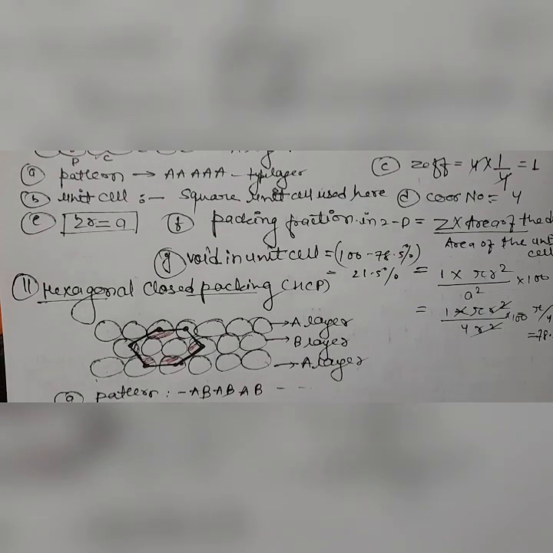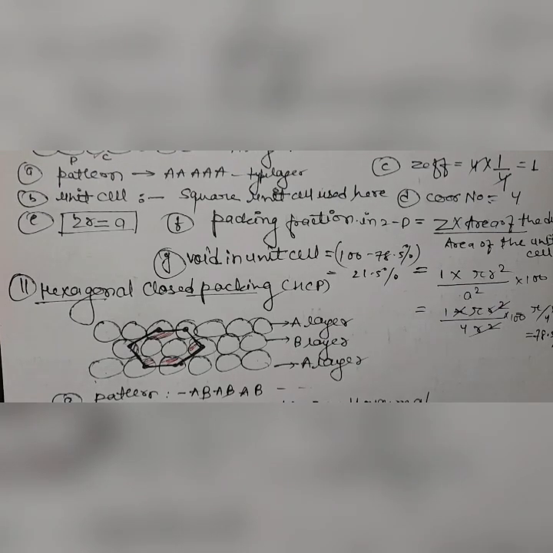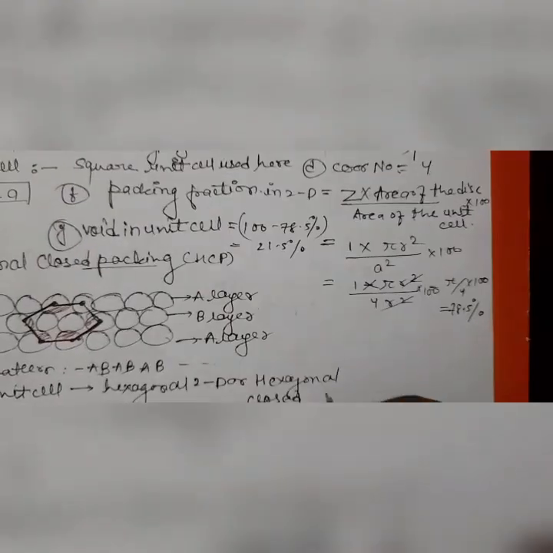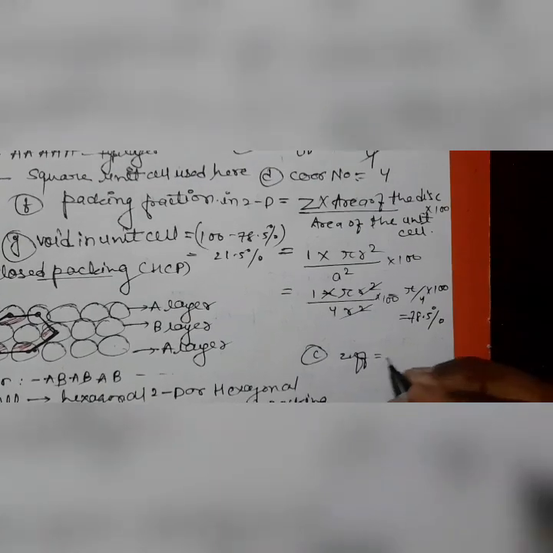B is the unit cell. The unit cell used here is hexagonal 2D, or hexagonal closed packing. Third, C is Z effective. Z effective of it is 3.